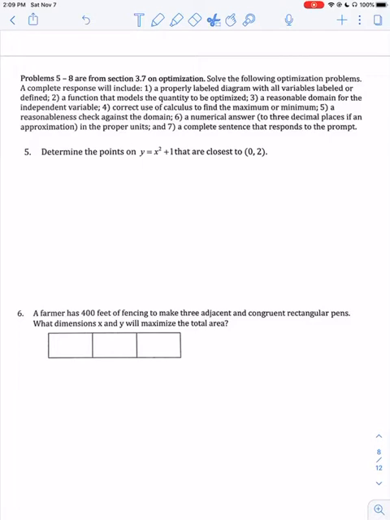For example, if we're talking about the dimensions of an object, right? We shouldn't have any negative numbers in our dimensions. So you can just think that part in your head. You don't have to write it down.